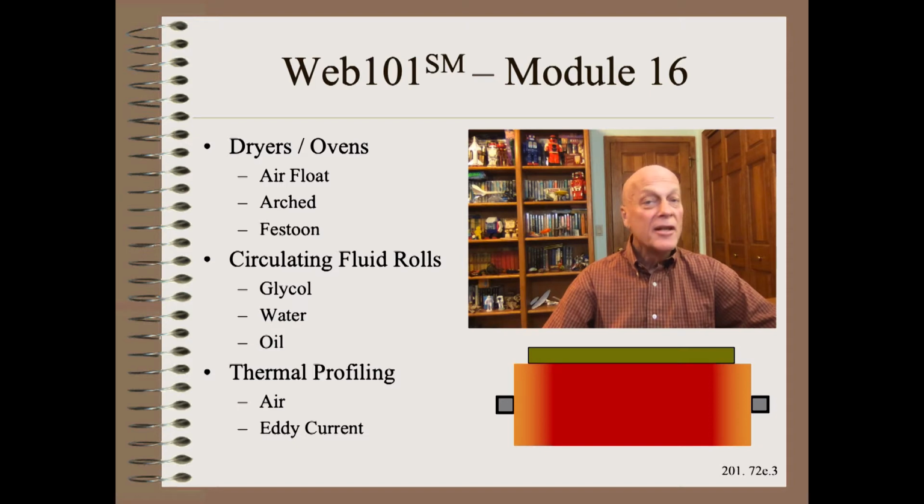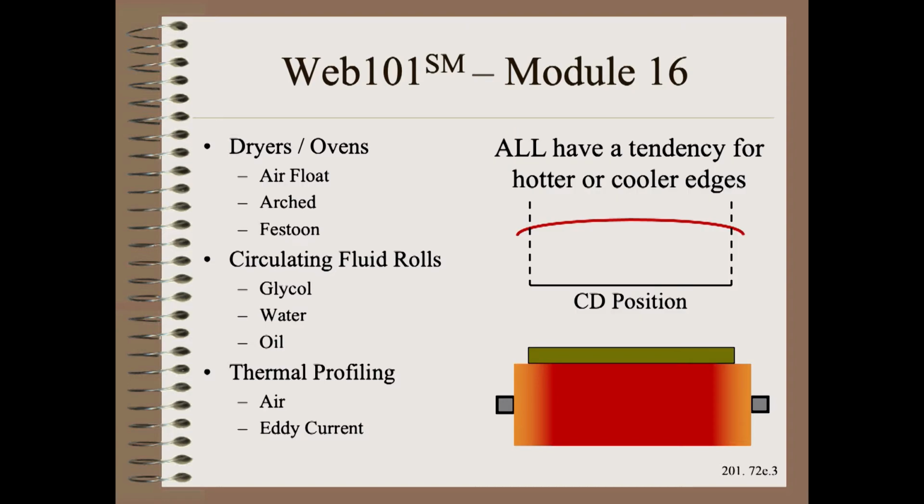We learn about methods for heat transfer in Module 16 in the advanced portions of our award-winning and trademarked Web 101 class. These are essential tools for the manufacturing of certain webs, such as cast film and metal and paper and many more. These are essential tools for certain converting operations, such as calendaring and coating and printing and many more.